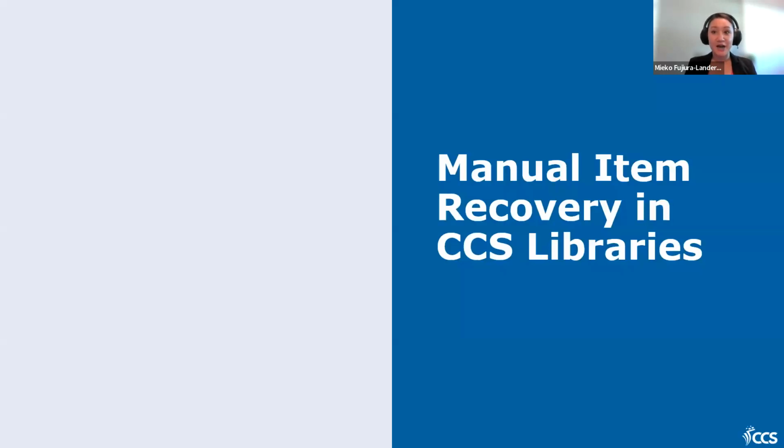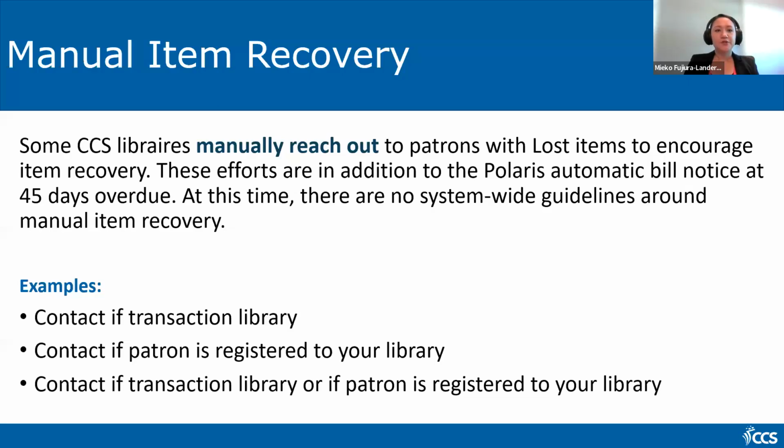So our first action topic is on manual item recovery guidelines. So I do want to take a few minutes to give some background here. Returning committee members will remember discussing this at our June meeting. So for those who weren't present at the June meeting, just to give some context for the new committee members. Some CCS libraries manually reach out to patrons with lost items to encourage item recovery. So this manual contact is in addition to the automated Polaris notices. Right now, we don't have guidelines about what manual item recovery can look like. And because we're in a consortium environment, these efforts can look different from library to library.